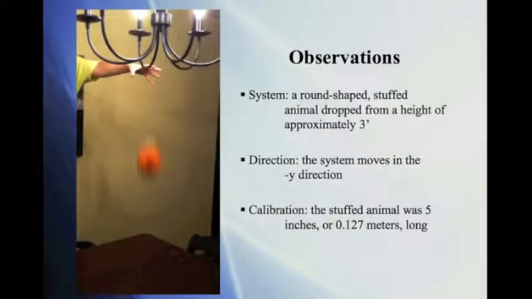My system was a round-shaped stuffed animal. I stood on my dining room chair and dropped it from a height that was approximately 3 feet above the table. I made the origin of my axes at the center point of the stuffed animal while it was still in my hand. That way it falls in the negative y direction. The stuffed animal was about 5 inches or 0.127 meters long.